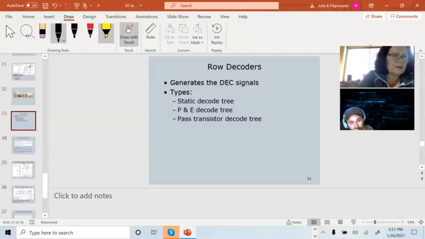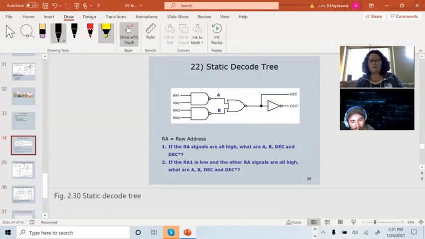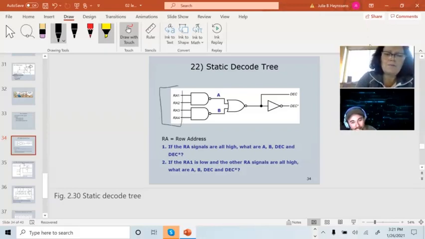But there's a couple of ideas for how we can do a row decoder. This is the row decoder as we would have seen it in like 180, 110. I've got 4 address bits, and I bring it into here. If all the RA signals are high, high and high is low, I NOT it, I get a 1. Wait, high and high, I get a 0. Yeah, because those are NANDs. It's a NAND, yeah.